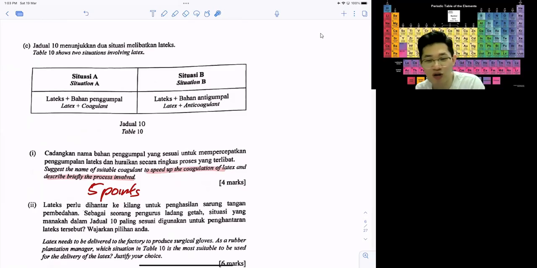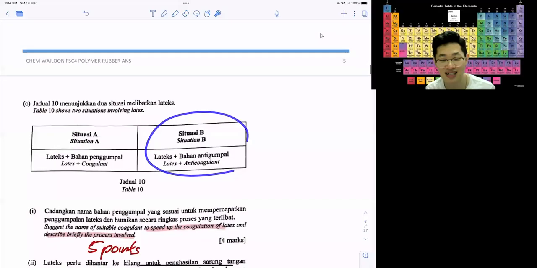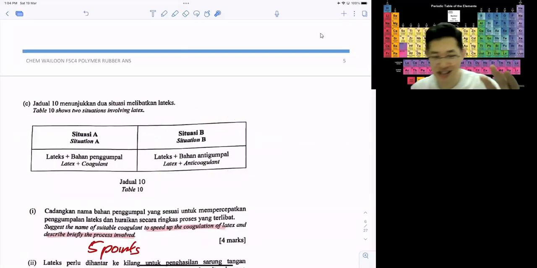Use for molding of gloves. No need to remold again. Hey, students, how to explain this? It is worth 6 marks. Then you see, no panic.